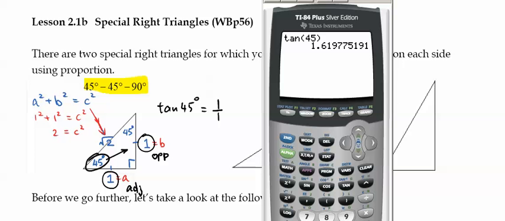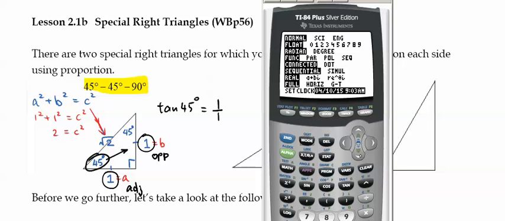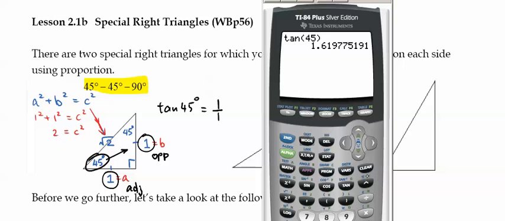What's wrong with my calculator? It is in radian. Make sure your calculator is in degree mode. If your calculator is in radian mode, everything will now be wrong. So here, let me try it again. Tangent 45 degrees, and that will give us the ratio of 1, or 1 over 1.